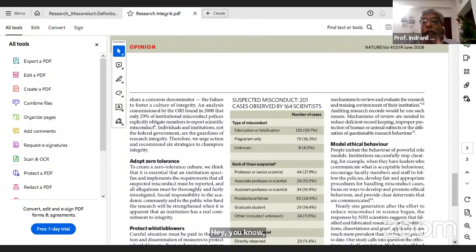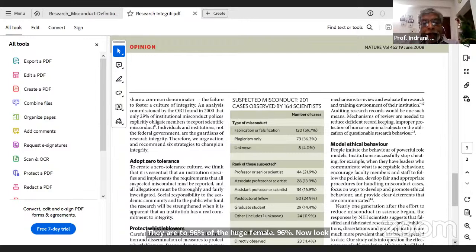That's low. So almost 60% fabrication or falsification. That's alarming. That's very bad. And plagiarism, another 36%. So together they add to 96%. That's a huge figure. 96%.